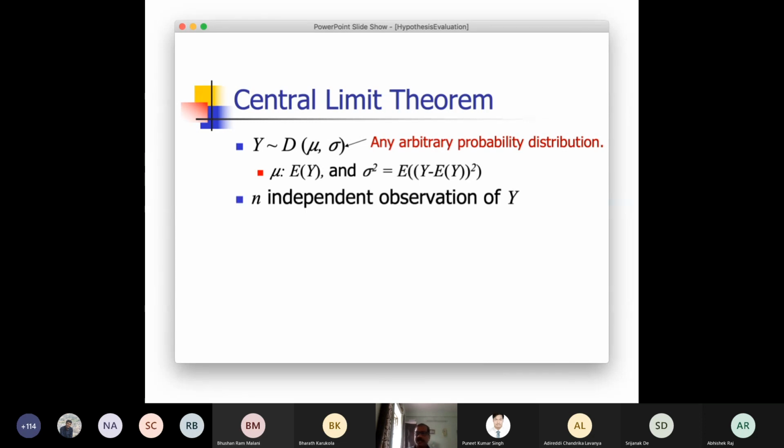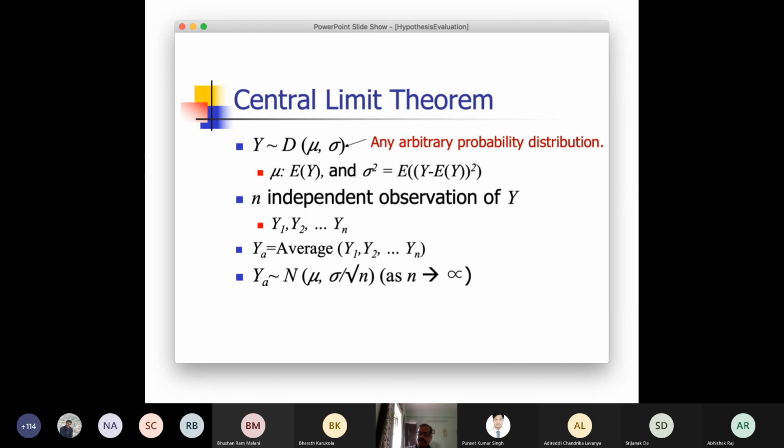Now you draw independent observations of y, right? And then you consider the average. Now that is the estimate of mu here, the estimate of the mean of the distribution. So this average, following the central limit theorem, will ideally follow this kind of distribution. It's a Gaussian distribution or normal distribution.